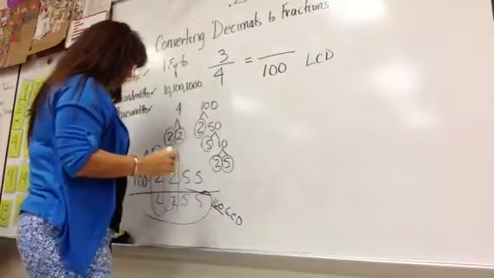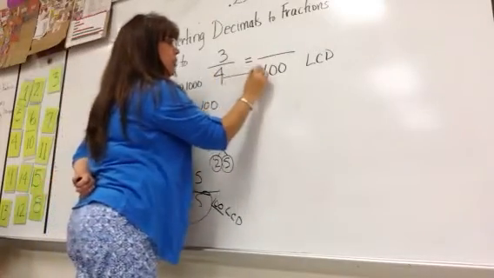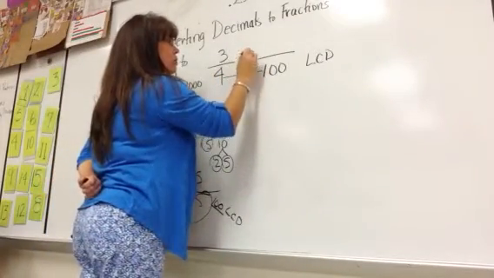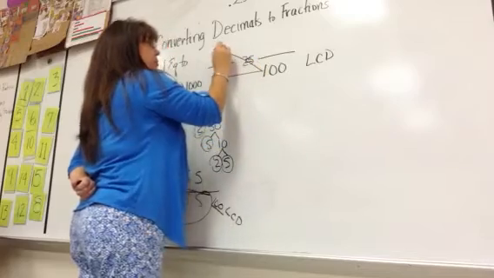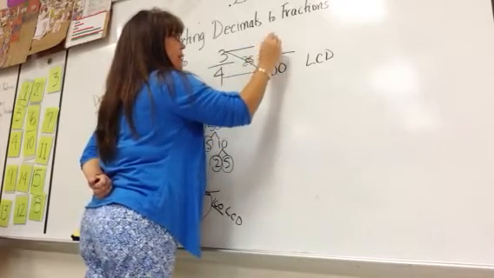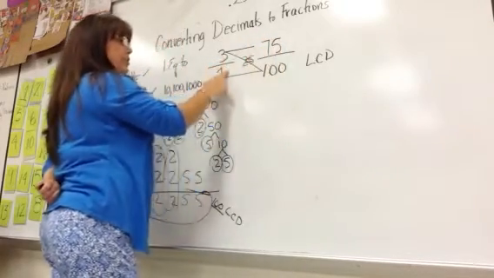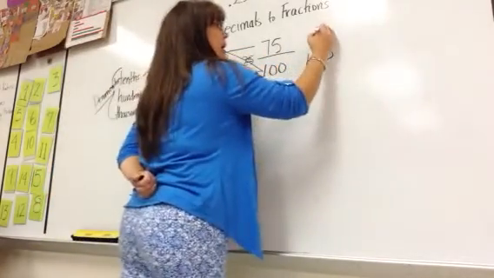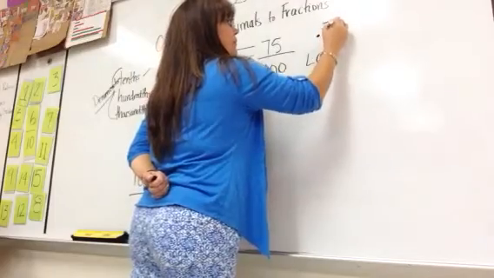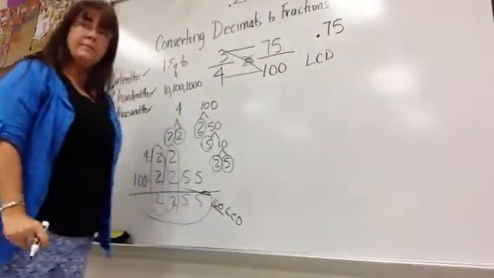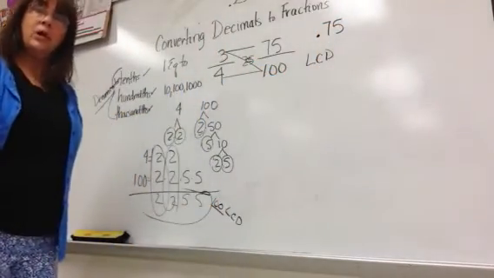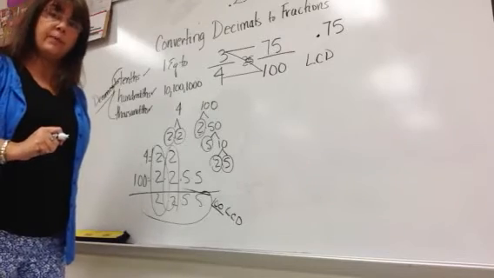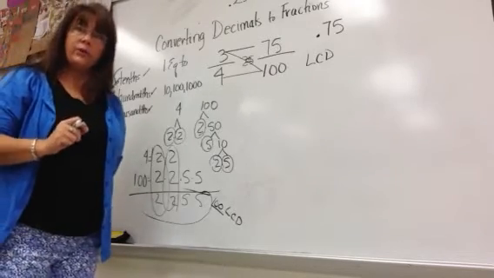And now we're going to do our Z. 4 goes into 100, 25 times. 3 times 25 is 75. So 3/4 of something is equal to 75 hundredths. And we write that as 0.75. Okay? I'm going to give you a moment to look at that. I'm going to come back with one more example of a more difficult fraction to convert.